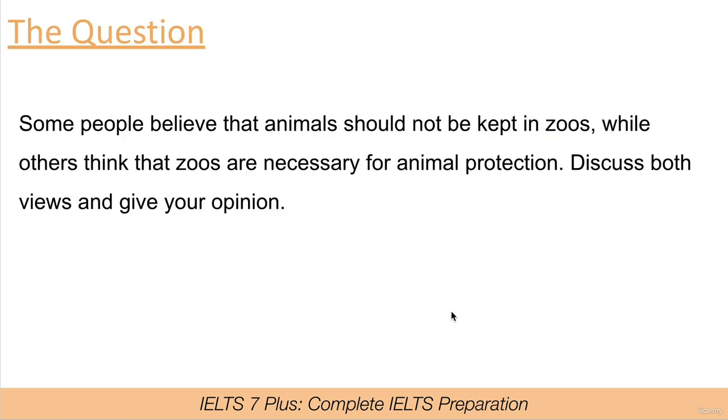Some people believe that animals should not be kept in zoos, while others think that zoos are necessary for animal protection. Discuss both views and give your opinion. So the first thing that jumps out to me is the type of question. Discuss both views and give your opinion. So an opinion question.